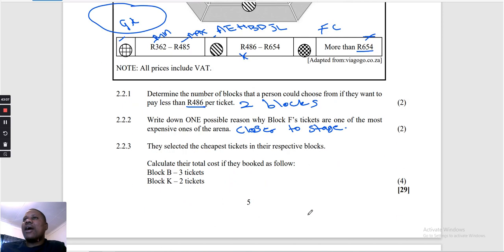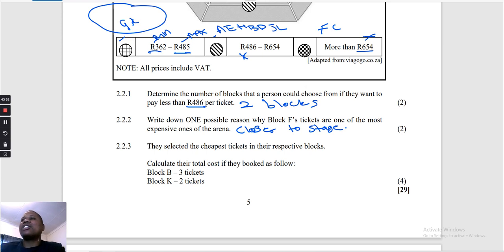Okay, now they say they selected the cheapest ticket in their respective blocks. Remember, what is the cheapest ticket? It is the minimum. This is the expensive ticket in this block. This one is the cheapest ticket and this is the expensive ticket in this block. Okay, so now they say calculate their total cost if they booked as follows.